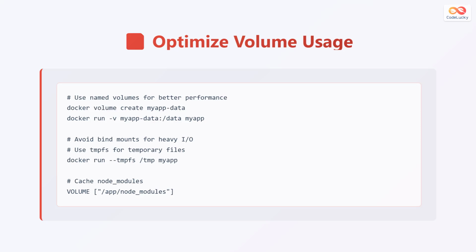Optimize volume usage for better performance. Use named volumes instead of bind mounts whenever possible. Named volumes are managed by Docker and generally offer better performance. Avoid using bind mounts for heavy input-output operations, as they can be slower. Use tmpfs for temporary files. This stores files in memory, providing faster access. You can also cache node_modules by declaring a volume for the app's node_modules directory in your Dockerfile.